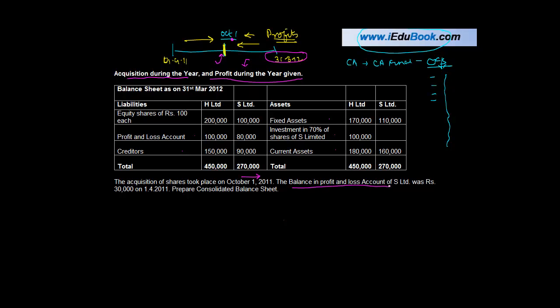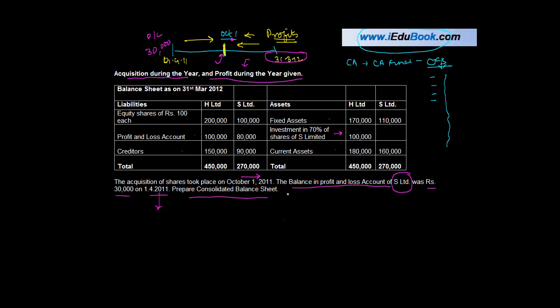The balance in the profit and loss account of S Limited. S Limited is the subsidiary. How do I know this? The question says investment in 70% of shares of S Limited, 1 lakh, was rupees 30,000 on 1/4/2011. The balance that I am given is of this date. There is no general reserve, just the profit and loss account balance. Prepare consolidated balance sheet. Now, your procedure and everything remains the same.